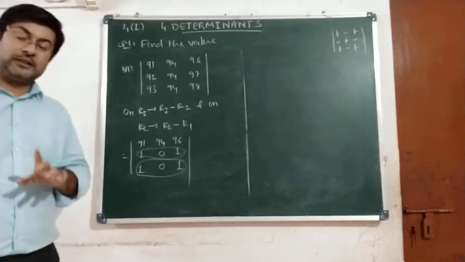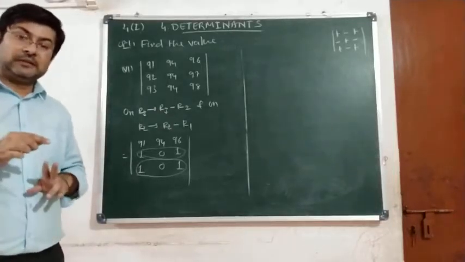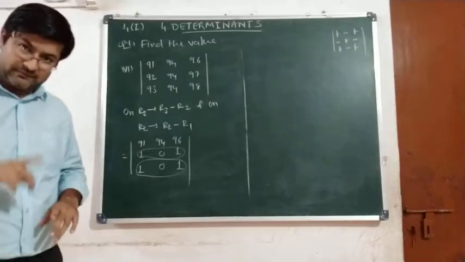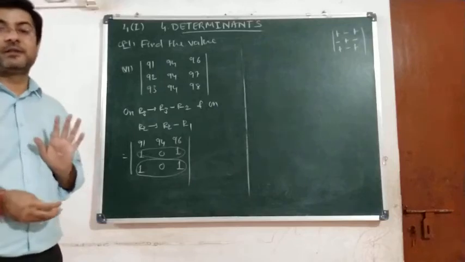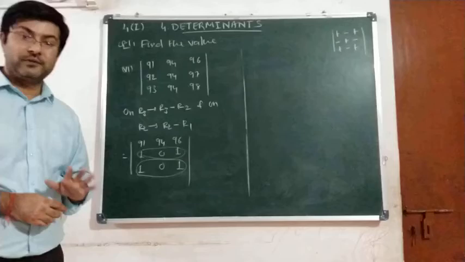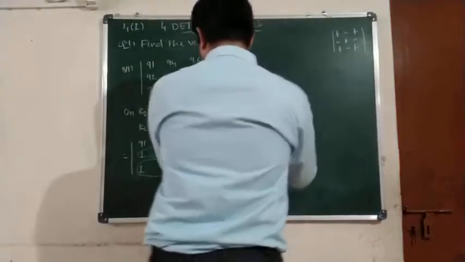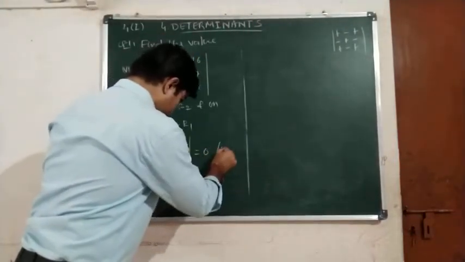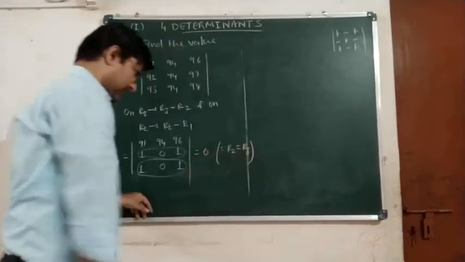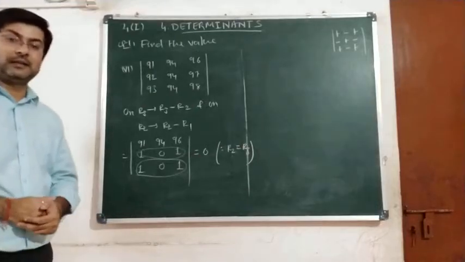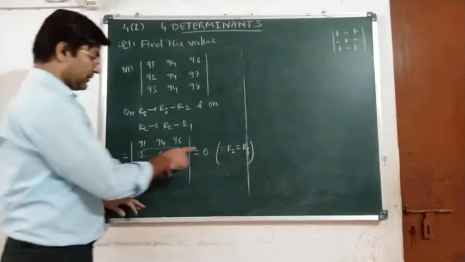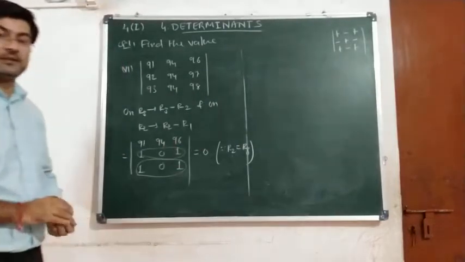Yes or no? Now we have one property that if any two rows or columns of a given determinant are identical, meaning they have the same entries, then the value of the determinant will always be 0. So here, since R2 is equal to R3, the value of determinant is 0. Write down the reason: here R2 and R3 are identical rows. So we have used the properties to write down the value. The value of this determinant is 0.